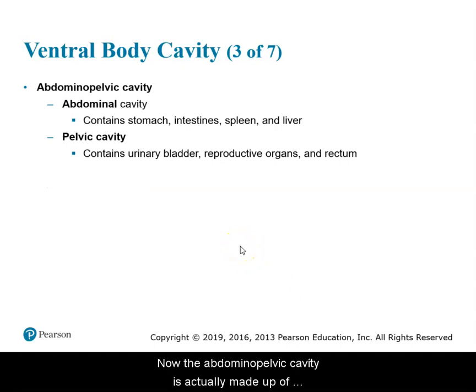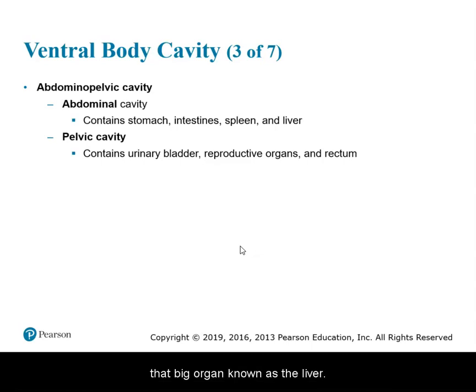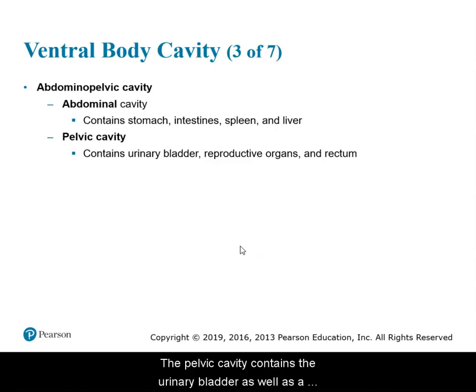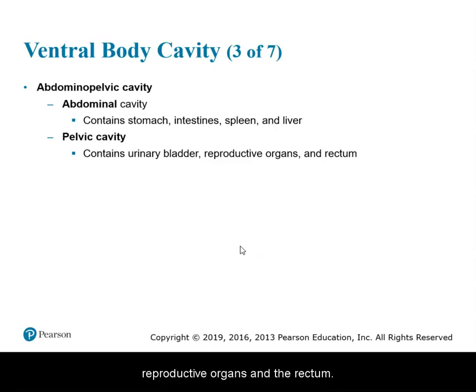Now, the abdominopelvic cavity is actually made up of two subcavities. We have the abdominal cavity that contains a lot of our organs of digestion, such as the stomach, the intestines, and the spleen. That's more of the lymphatic or immune system, but still contained within the abdominal cavity, as well as an accessory digestive organ, that big organ known as the liver. The pelvic cavity contains the urinary bladder, as well as reproductive organs and the rectum.